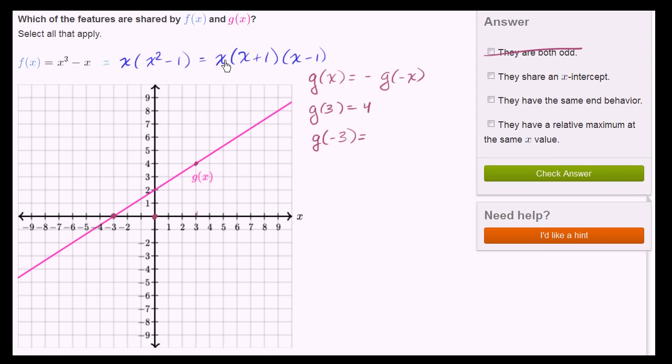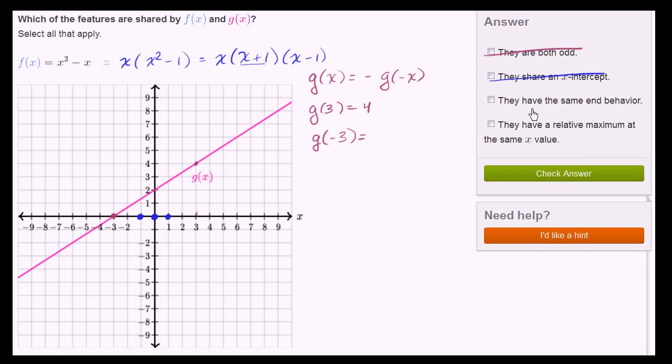So when does f of x equal 0? Well, f of x is equal to 0 when x is equal to 0. When x is equal to 0, that would make this entire expression 0. When x is equal to negative 1, that would make this term, and thus the entire expression, 0. And when x is equal to positive 1, that would make this last part 0, which would make this entire product 0. So here are the zeros of f of x, and none of these coincide with the zeros of g of x. So they don't share an x-intercept.